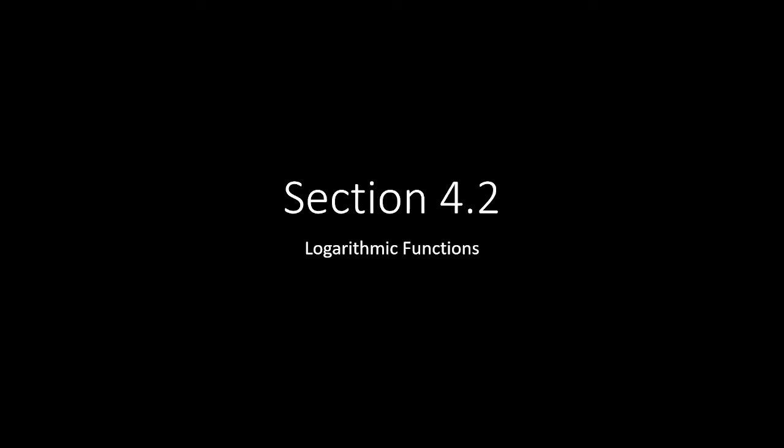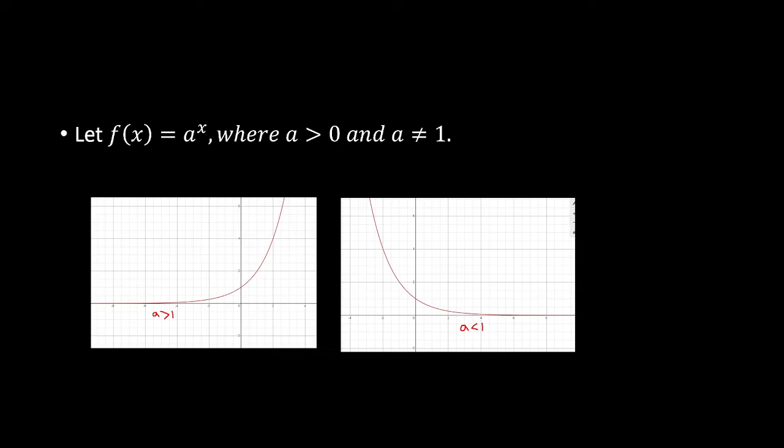Section 4.2 is about logarithmic functions. Say let f of x equal a to the x, where a is positive and a cannot be 1. So if a is greater than 1, you get a graph like this. If it's less than 1, you get the opposite.